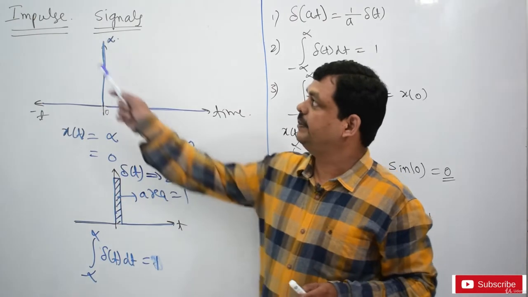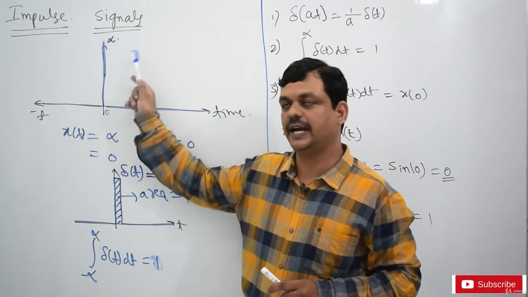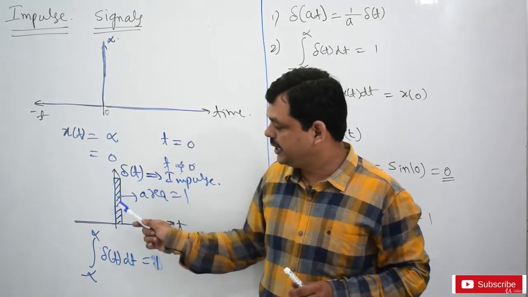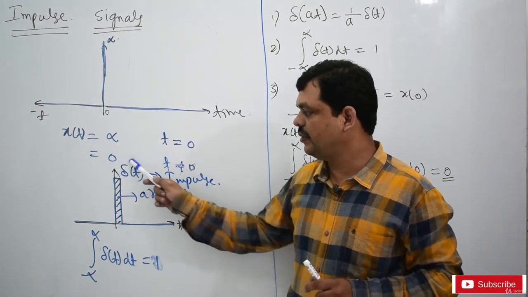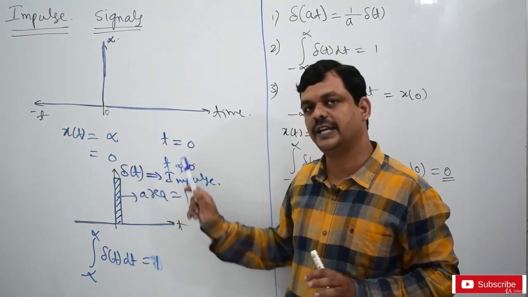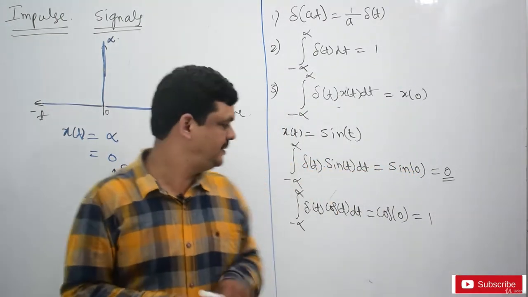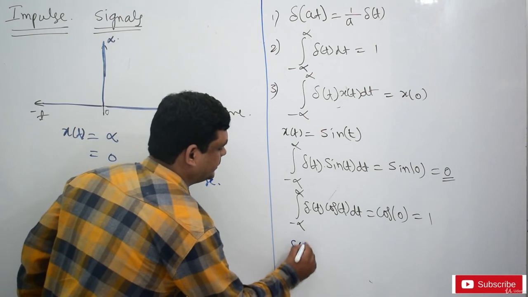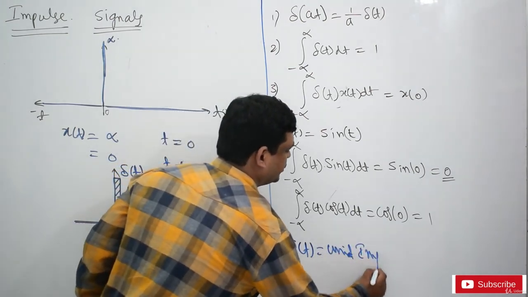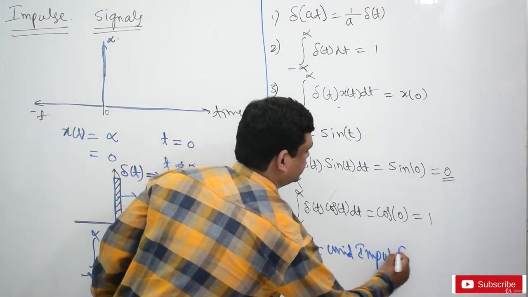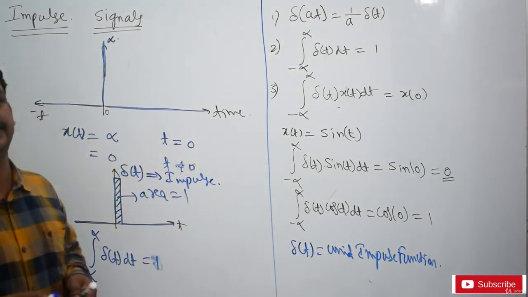So the impulse function, the impulse signal, at t is equal to 0 has infinite amplitude. This is the ideal definition, and for the practical representation the area should be 1. So for practical representation we always have to write del of t. Del of t is also called a unit impulse function. This is another basic signal.